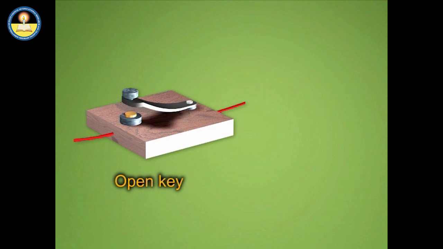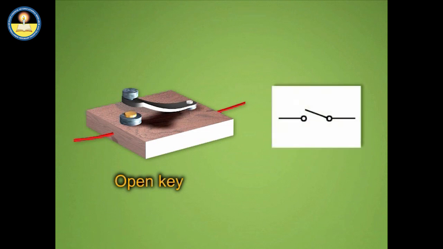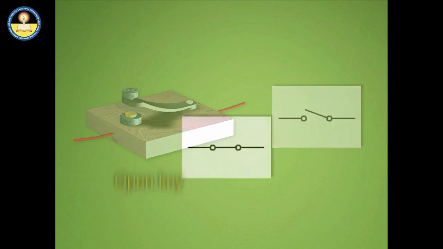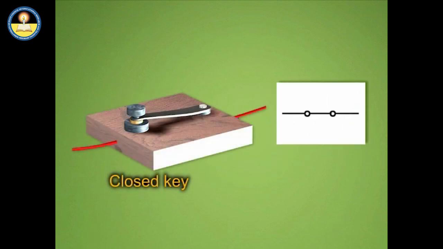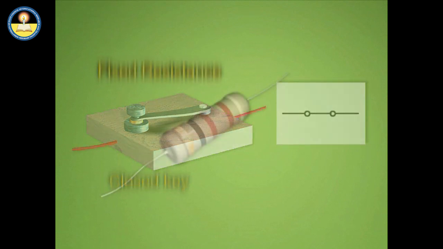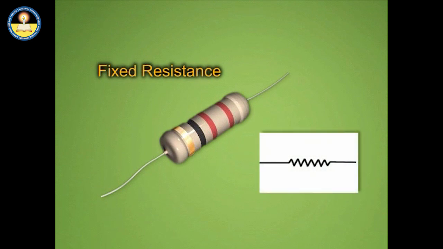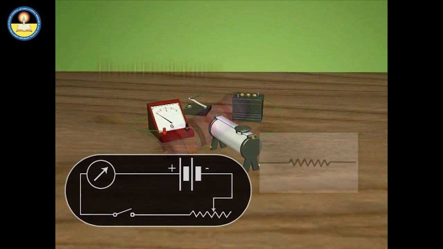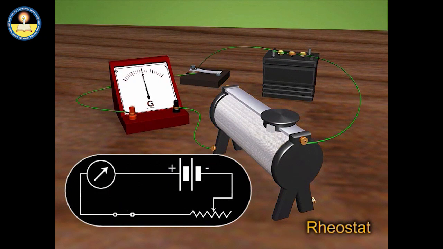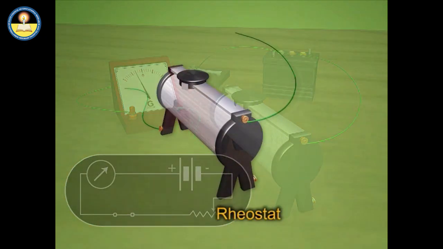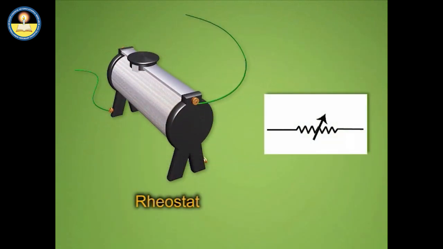To represent an open circuit, an open key is used that is represented by a discontinuous line where two small circles are used to show the junction points. However, a continuous line represents a closed circuit. A fixed resistance is represented by a zigzag line and multiple resistances may be joined in series or parallel. A rheostat is used as a variable resistance. It is represented by a zigzag line along with an arrow.